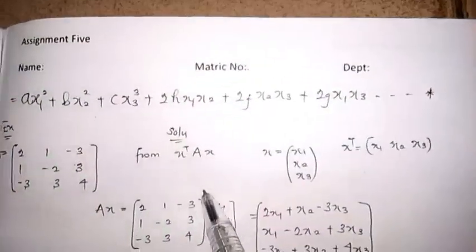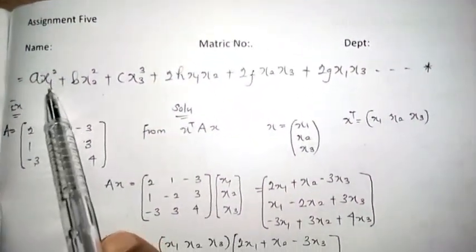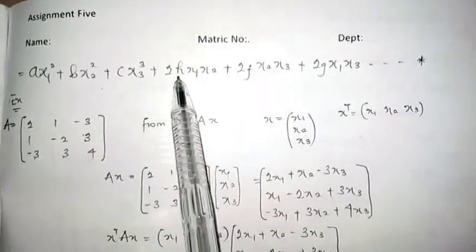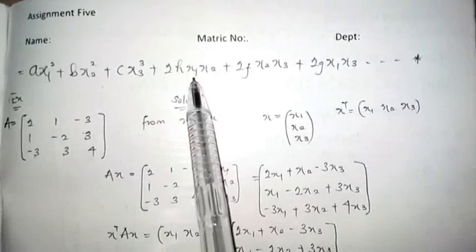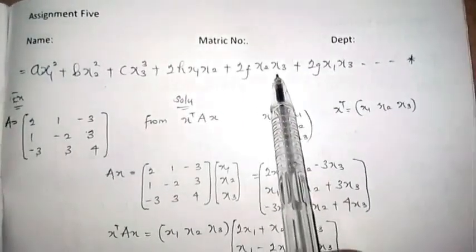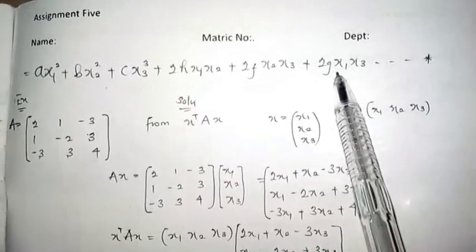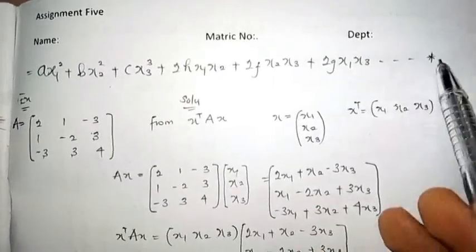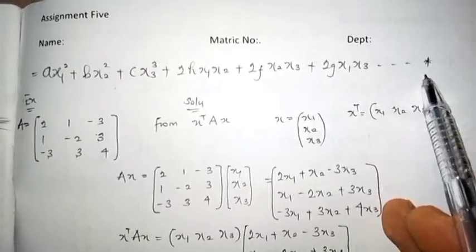That is the reason why we come here and we get our general formula as a x1 squared plus b this, and we have 2h x1 x2 plus 2f x2 x3 plus 2g x1 x3. This is the general formula of the equation of a matrix.